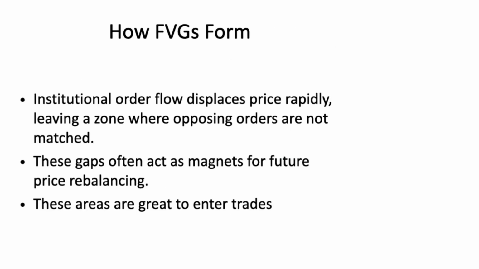So how do they form? Through massive institutional order flow. A big bank executes a huge order, displacing price instantly and leaving this inefficiency behind. These gaps become fantastic potential areas for us to enter trades.